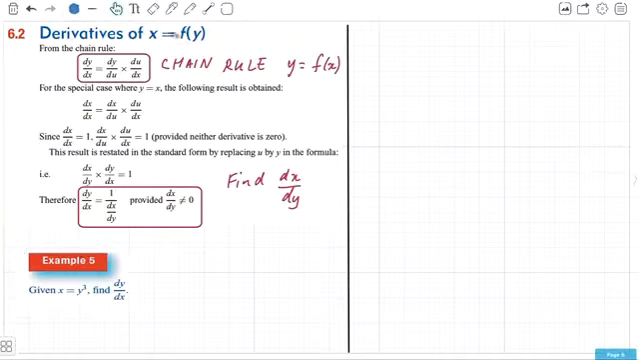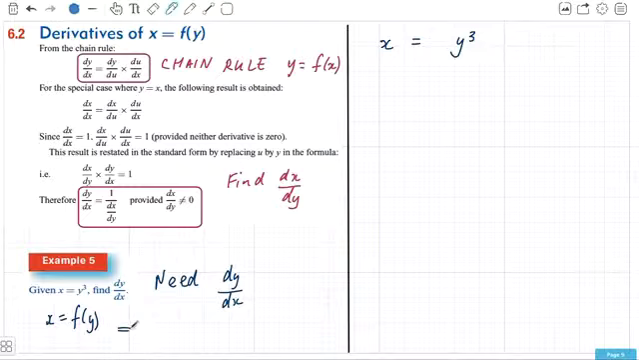Okay, that's the example. I'm just going to start it up here. So we've got x equals y cubed. Now we need to find dy/dx, but because x is a function of y, let's instead find dx/dy, and then we can flip it over at the end, and that will give us dy/dx. So we'll find this first.